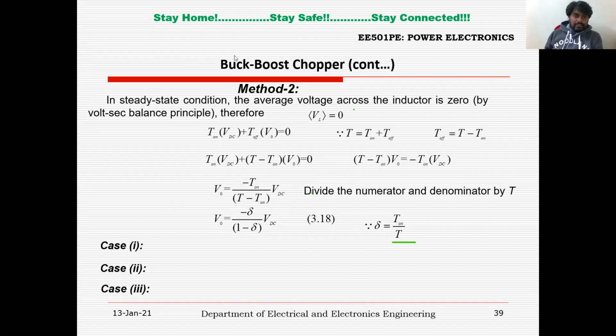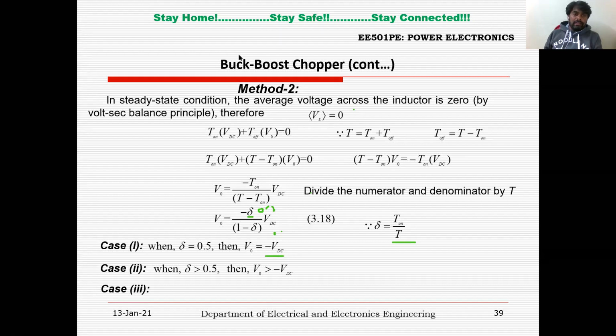First case, when delta equals 0.5, if you substitute delta equal to 0.5 here, it will be minus 0.5 divided by 1 minus 0.5, it is again 0.5. So 0.5 in the numerator and 0.5 in the denominator will get cancelled. So V0 equals minus VDC when delta equals 0.5. That means there is no buck in the voltage, there is no boost in the voltage, right? So the output voltage is the same as the input voltage, but with negative polarity.